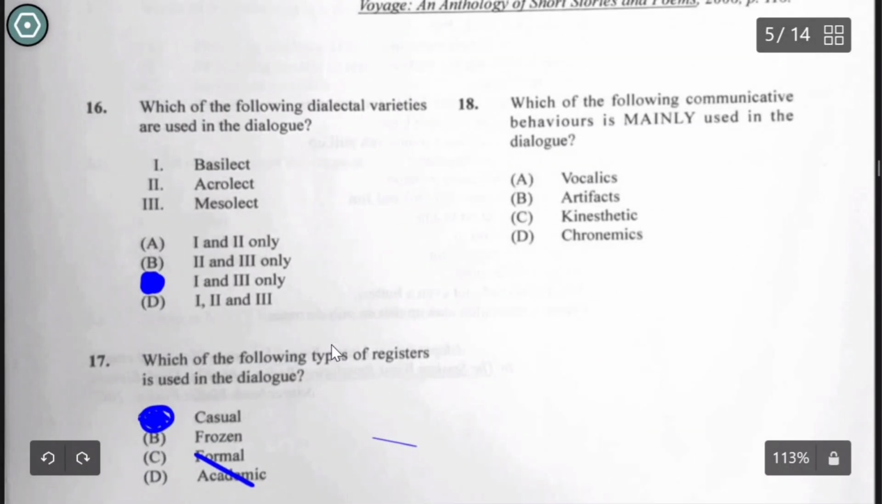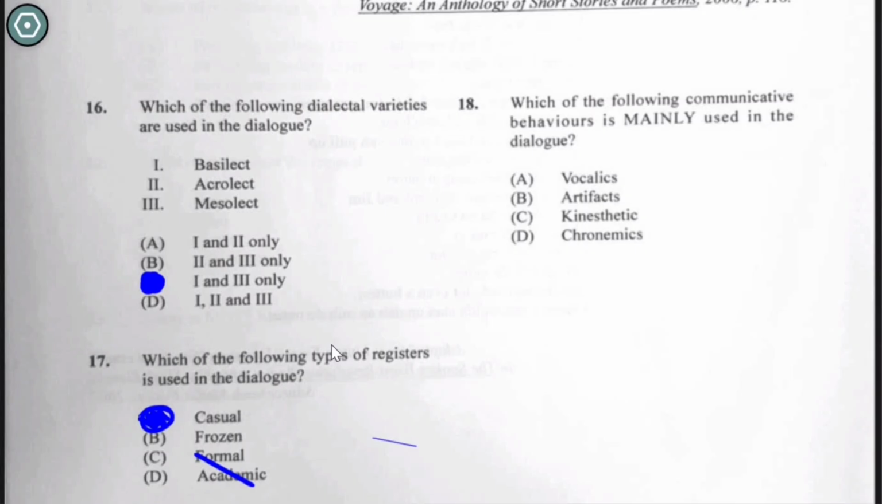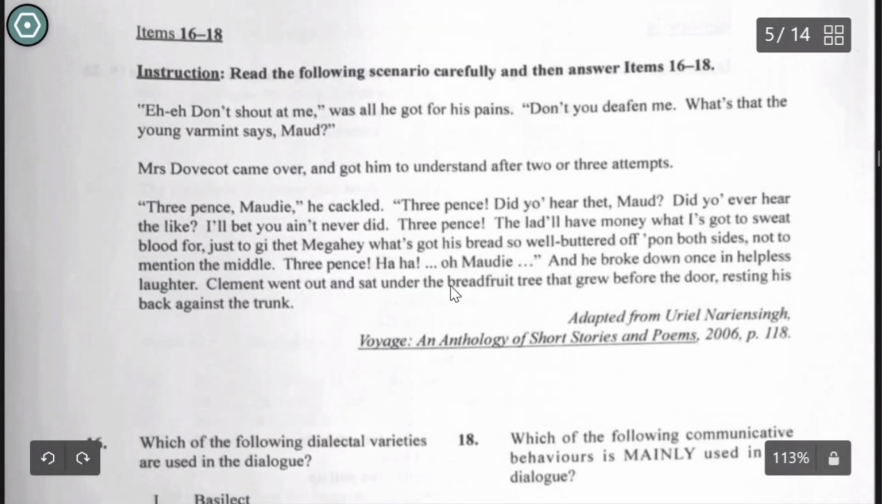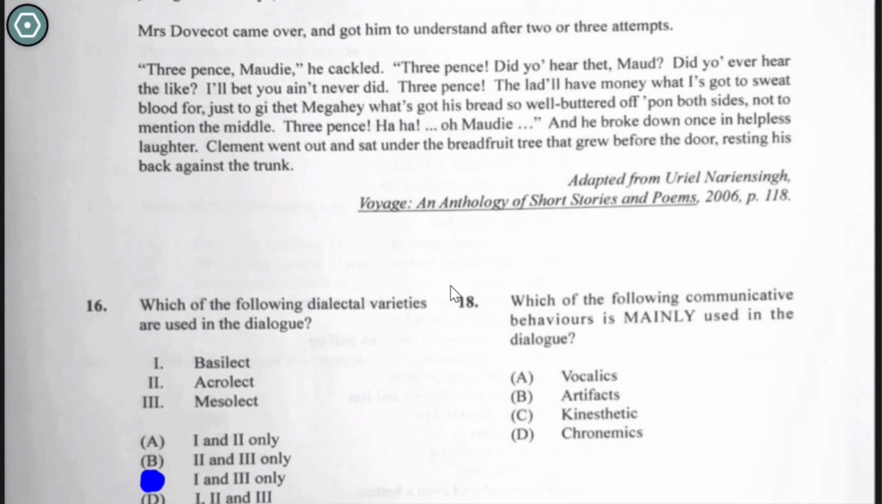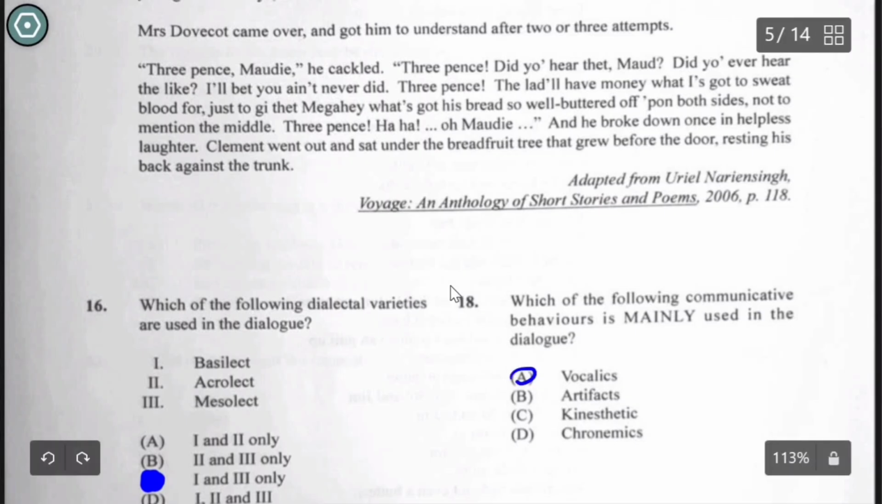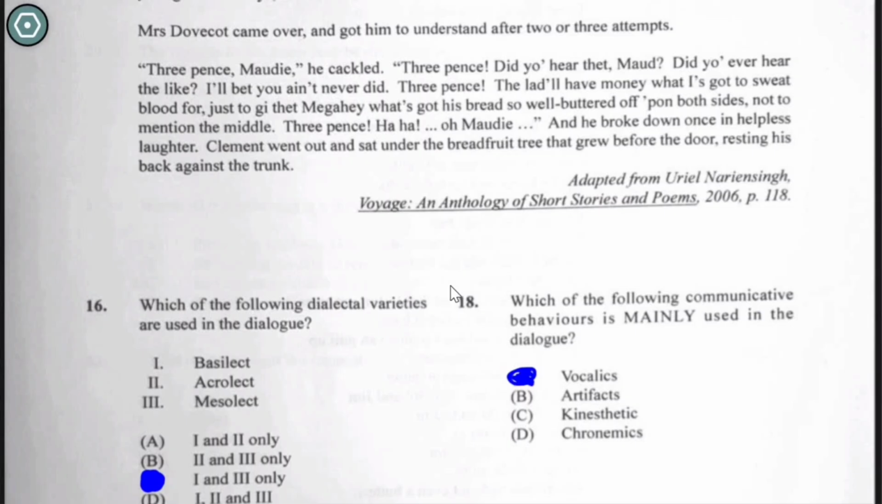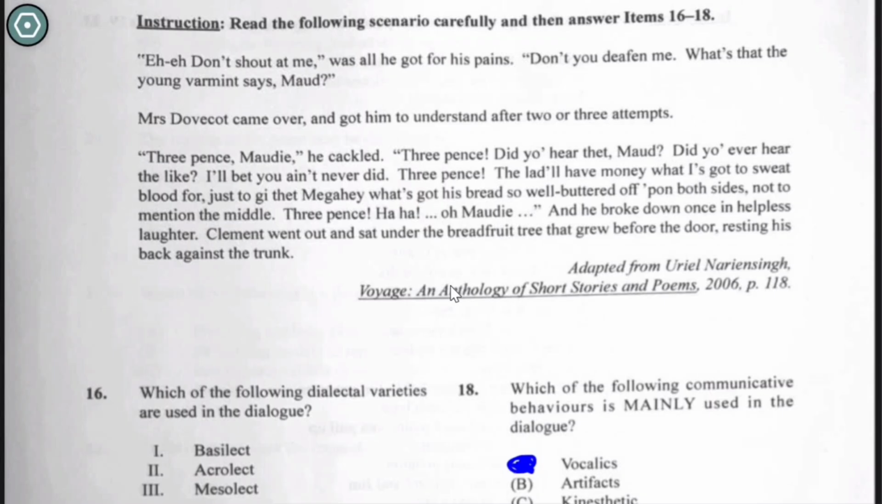Now we have 18. Which of the following communicative behaviors is mainly used in the dialogue? Vocalics, artifacts, kinesthetic, or chronemics? Now, chronemics refers to time, and we can't really tell that time is passing. Artifacts, three pence would be an artifact in this case. Kinesthetic is basically movement, where they're moving and stuff. Not really, but I saw a lot through diction, so vocalics: words used, laughter, stuff like that. Here we have, he broke down once in helpless laughter, then he went out and sat under the breadfruit tree that grew before the door, resting his back against the trunk. And here we have Miss Dovecot coming back to answer to what?